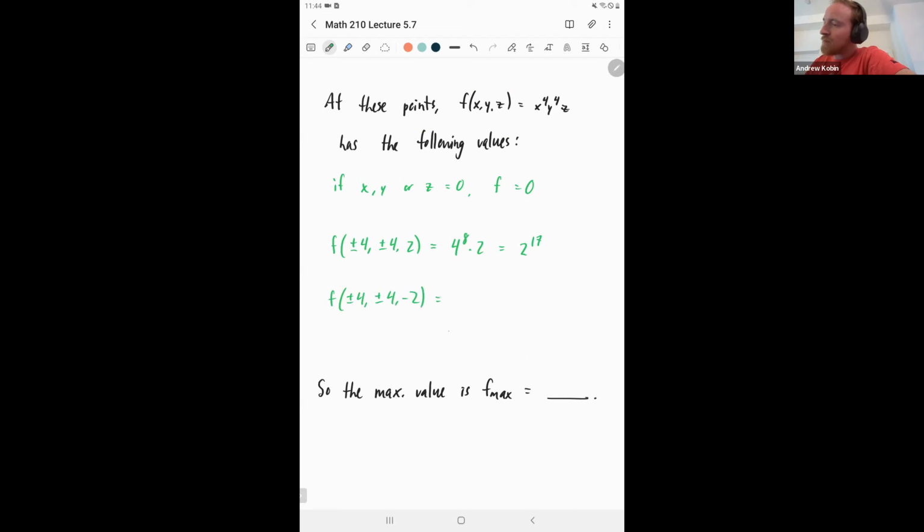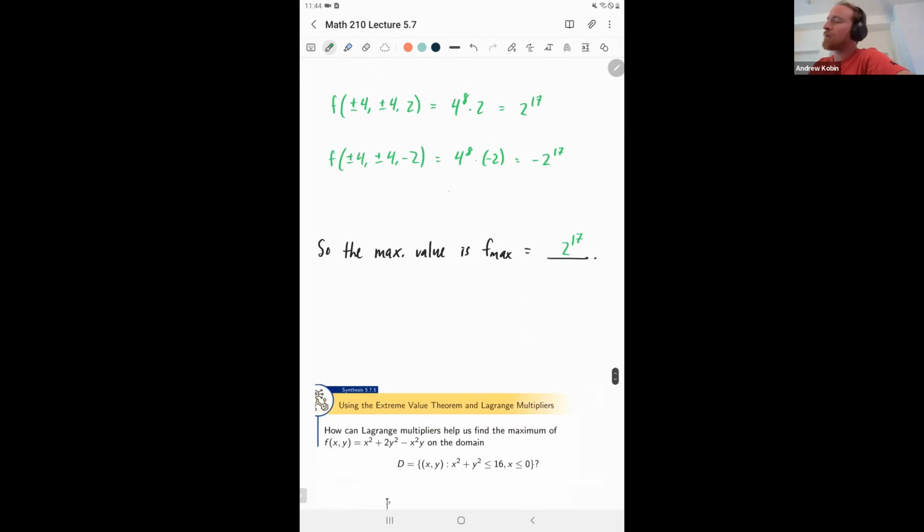And the x and y components, again, are just going to give us 4 to the eighth. The z component gives us a -2, so this is just going to be the exact same thing with the negative sign up front. So the maximum value is 2 to the 17th, which you can go look up or multiply a few extra powers of 2 after 2048 to figure out.